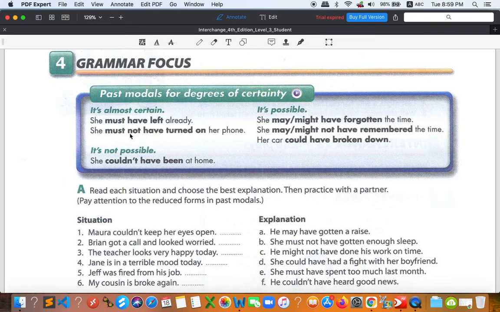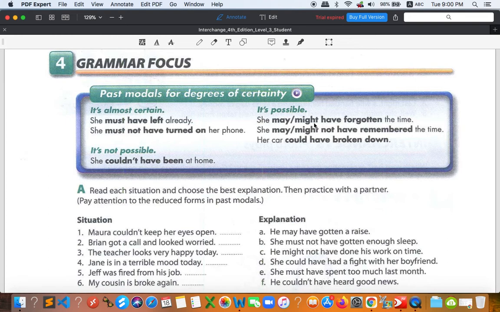As you can see right here, she must have left already. It means that someone believed that maybe almost 100% she left. And possibility or not possibility is the same. I already explained that could is stronger than may, and may is stronger than might.